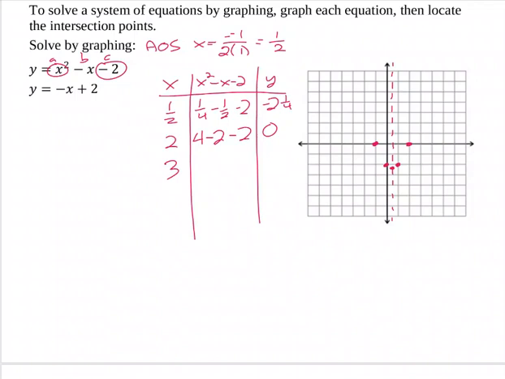I need 3. 3 squared is 9, and then -3, and then -2. What is this? Yeah, we got 4. So then at 3, we go up to 4. 1, 2, 3, 4. Here it is. And I can reflect that right away. 1, 2, and 1/2. So 1/2, 1, 2. Here we are. All right.